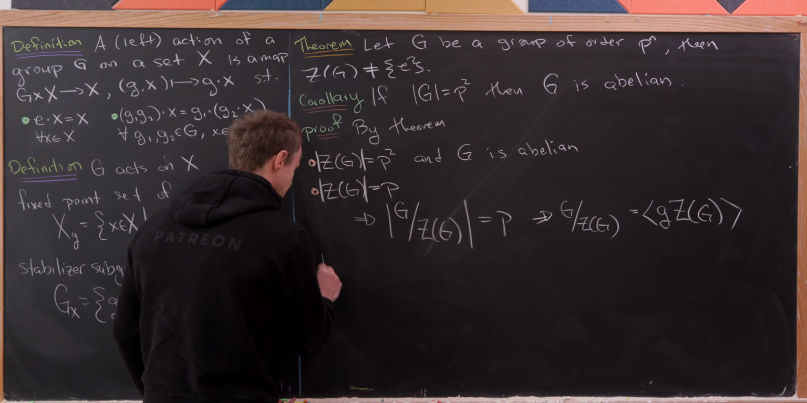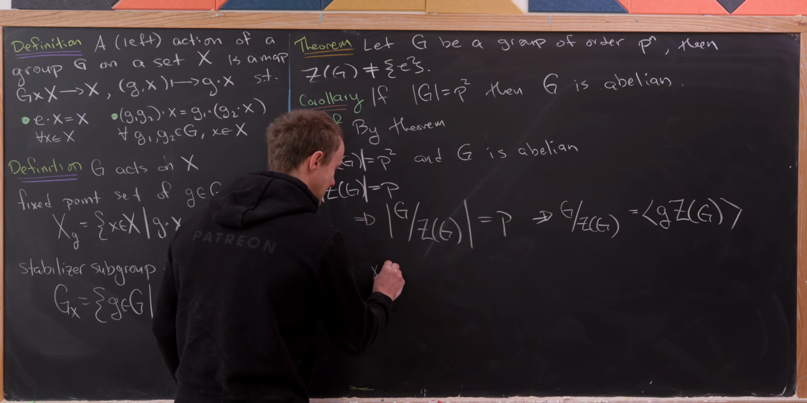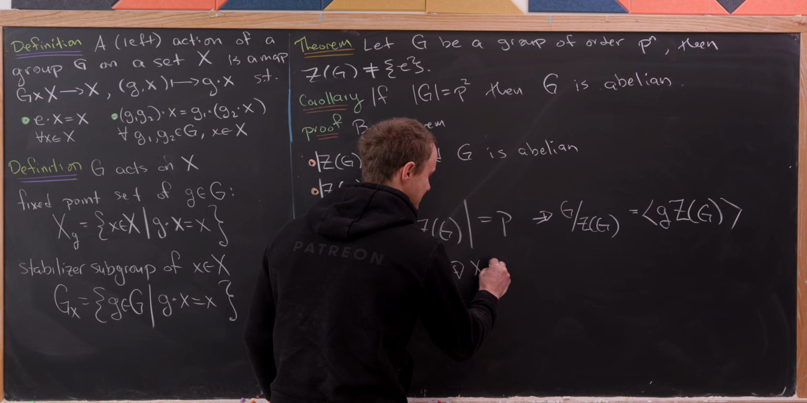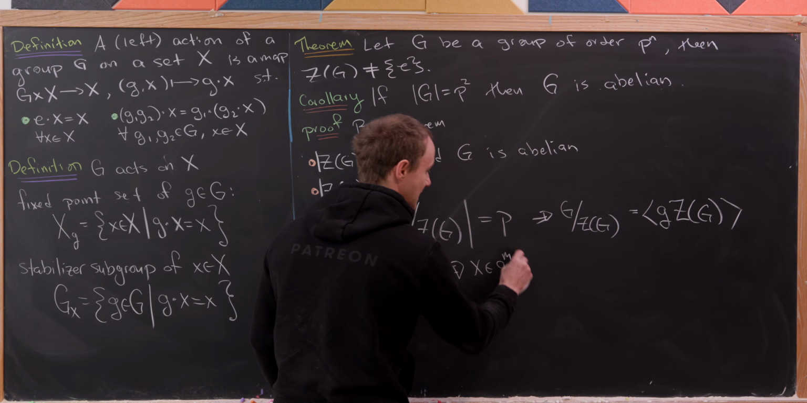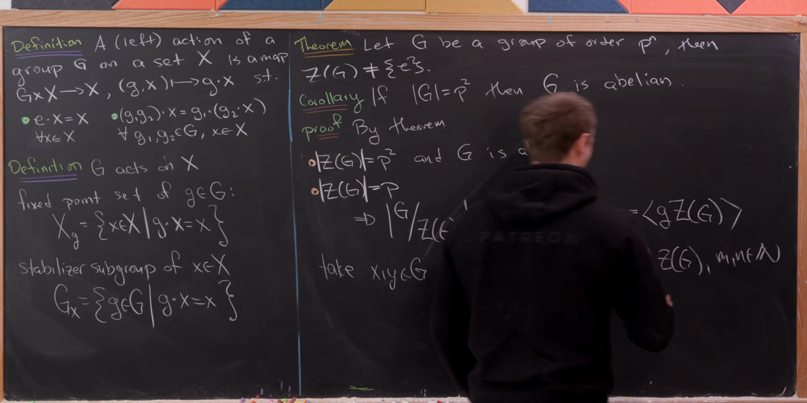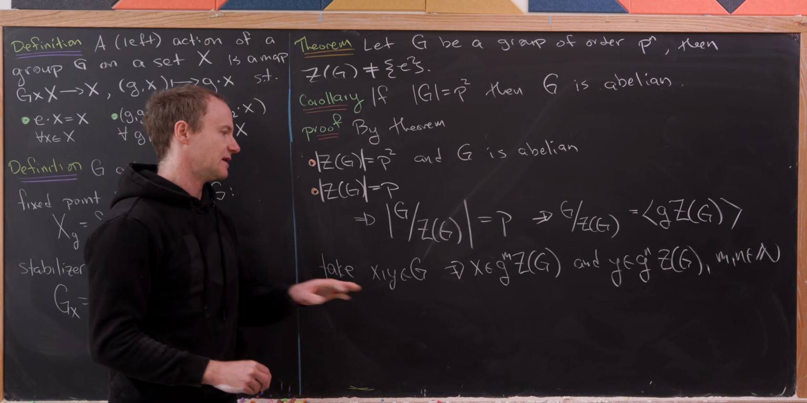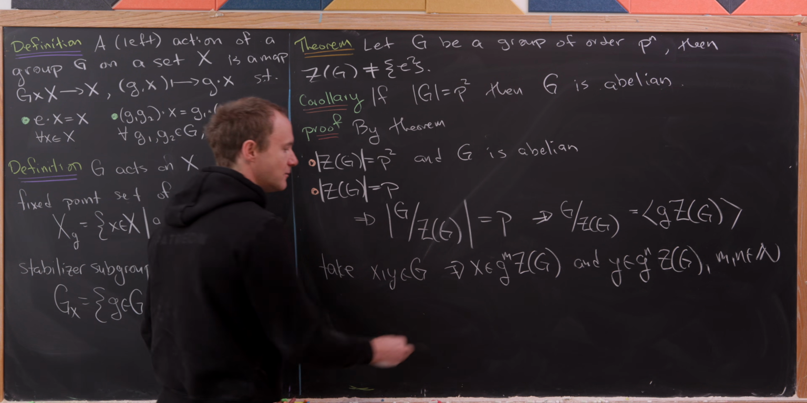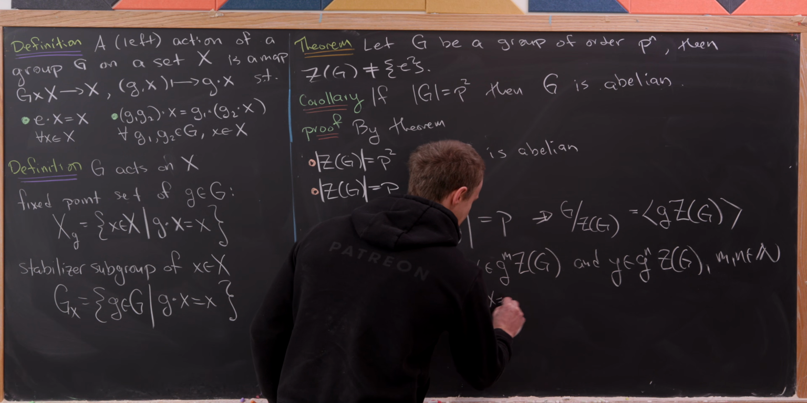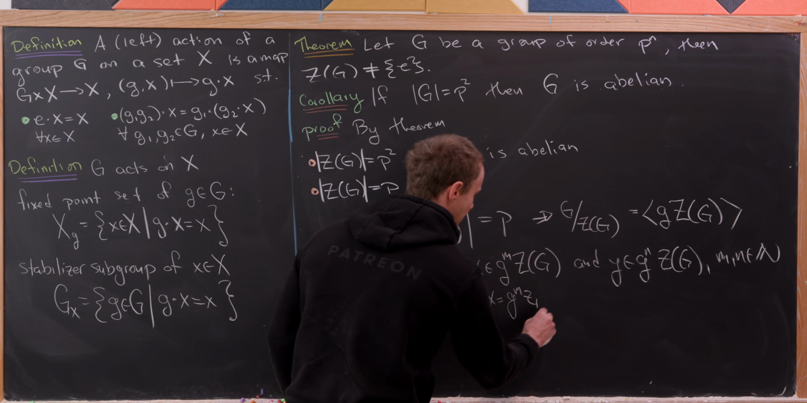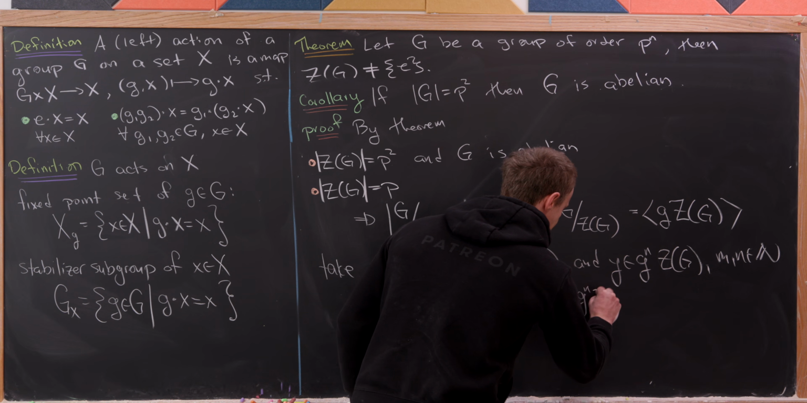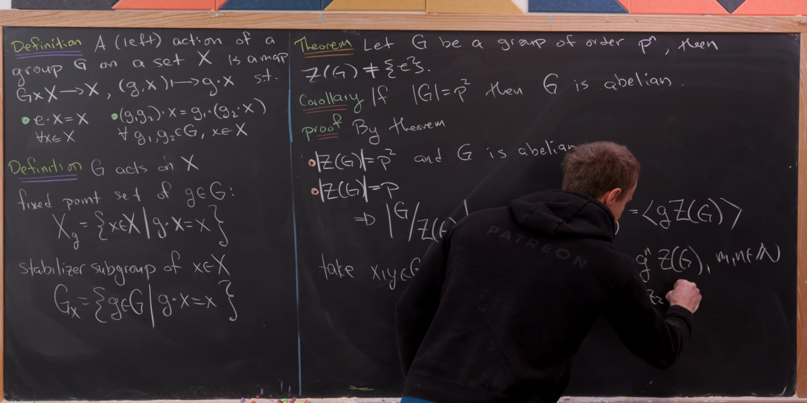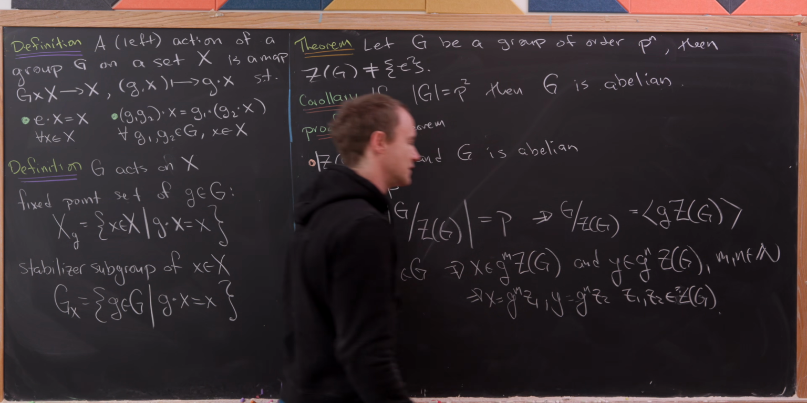Now what we want to do is take two elements, I'll call them x, y, inside of G. But that means that x is inside of g^m Z(G), and y is in g^n Z(G) for m and n natural numbers. That's because the cosets partition a group. I think that's well known. But then this means that x equals g^m times z1, and y equals g^n times z2, where z1 and z2 are in the center of the group. That's what it means to be inside of those cosets.